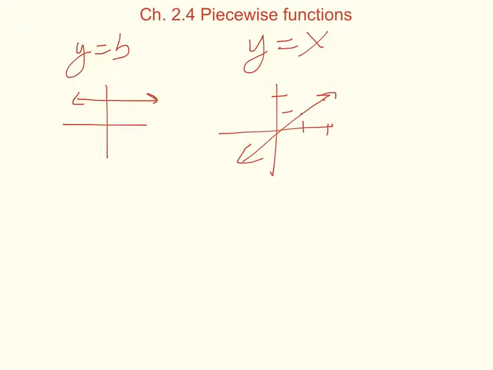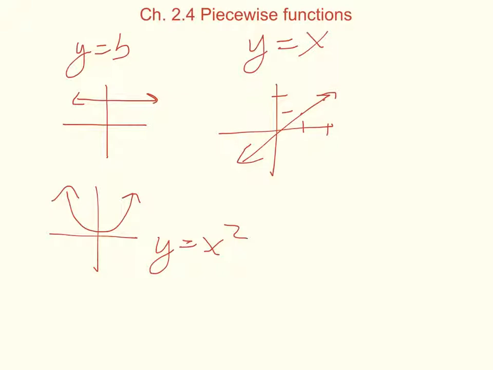Then you have your square function, so parabola, and that's y equals x squared. As x increases, y is going to increase at a steeper rate. It's going to increase to the square of x. So as x is 1, y is going to be 1. As x is 2, y is going to be 4, and so on and so forth.